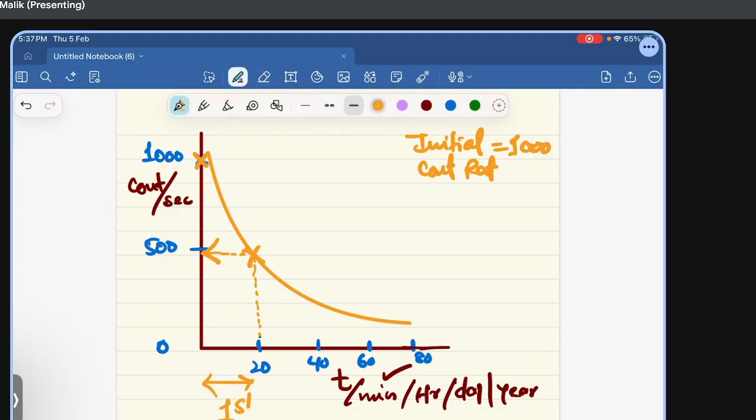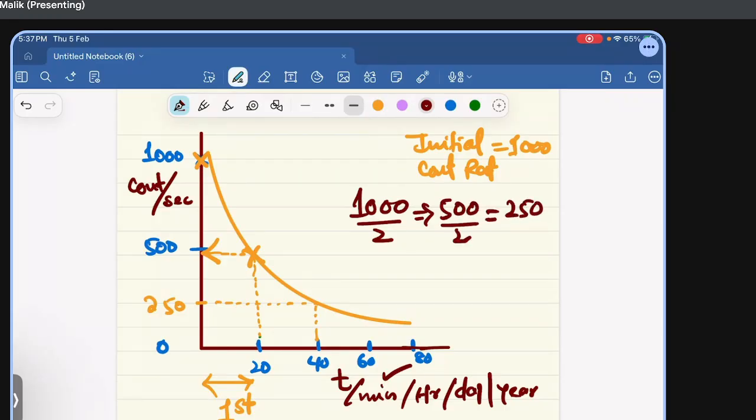Now see, this is 250. If you go again and touch the graph, see this. Next 20 minutes में क्या हुआ? 500 का half हो गया. So, Fatma, 1000 by 2, answer आ गया कितना? 500. And then 500 by 2, once again, 250. It means this is your first half life, first 20 minutes. And then after 40 minutes, you should have this count. समझ? Acha.